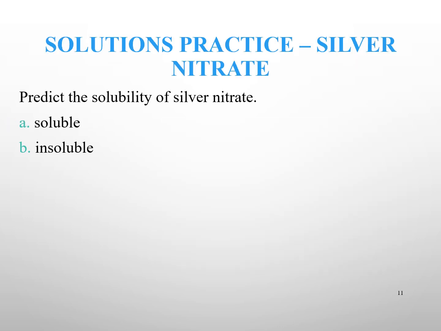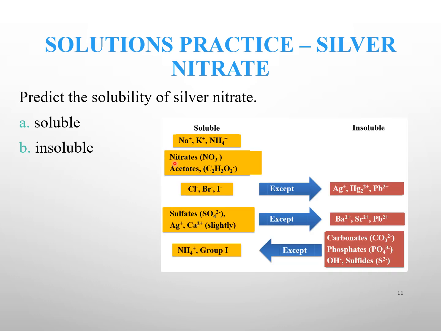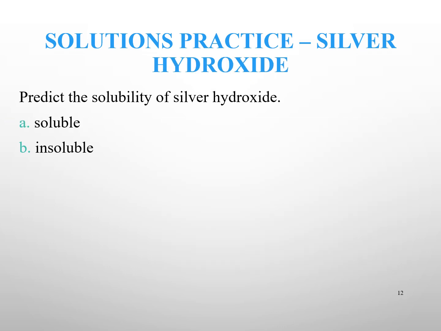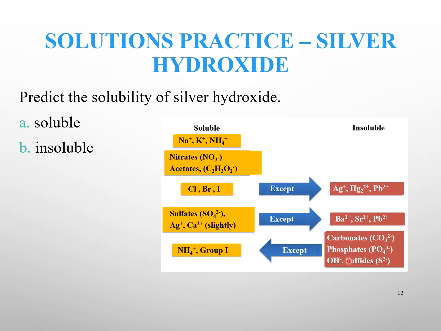So silver nitrate is AgNO3. Nitrates are always soluble, and there's no exception, so silver nitrate will be soluble. Silver hydroxide. For silver hydroxide, we go to the side where we have hydroxides here. Hydroxides are usually insoluble unless paired with ammonium and group 1, which silver is not on that list, so silver hydroxide will be insoluble.